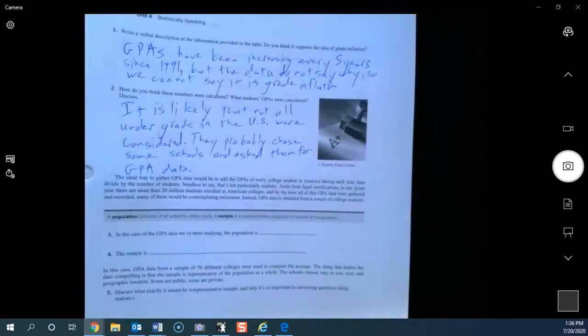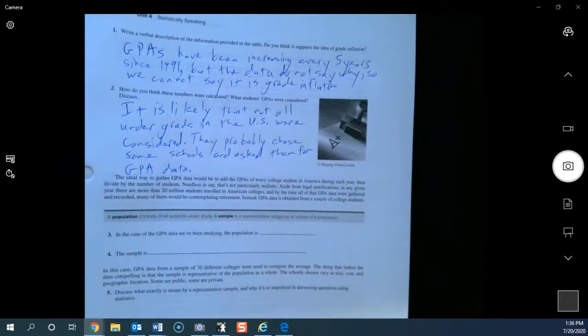Okay, now it talks about here the ideal way to gather GPA data would be to add the GPAs of every college student in America during each year, then divide by the number of students. Needless to say, that's not particularly realistic. Aside from legal ramifications, in any given year, there are more than 20 million students enrolled in American colleges. And by the time all of that GPA data were gathered and recorded, many of them would be contemplating retirement. Instead, GPA data is obtained from a sample of college students.